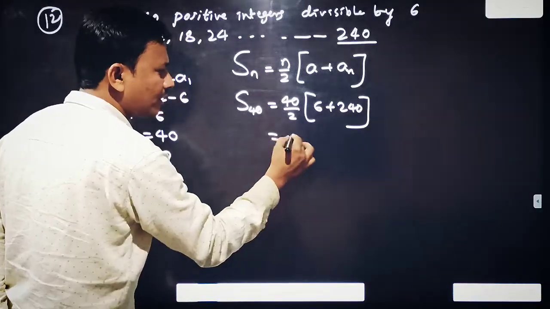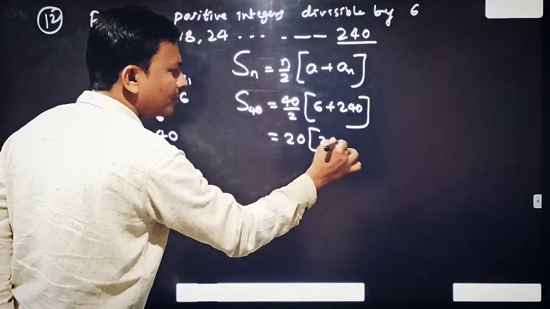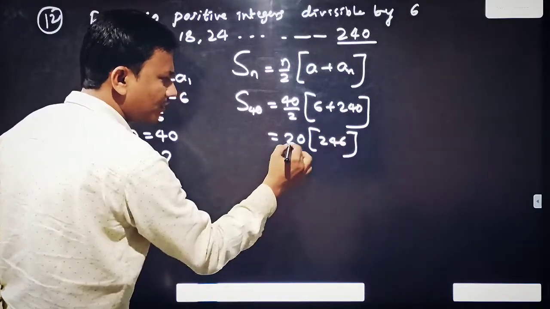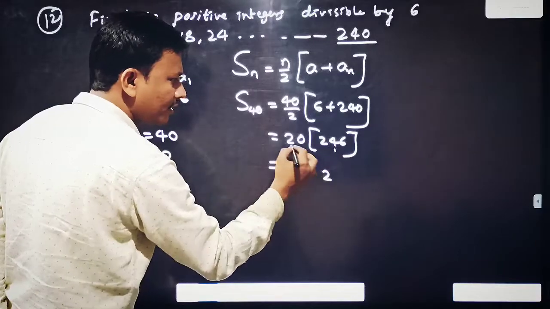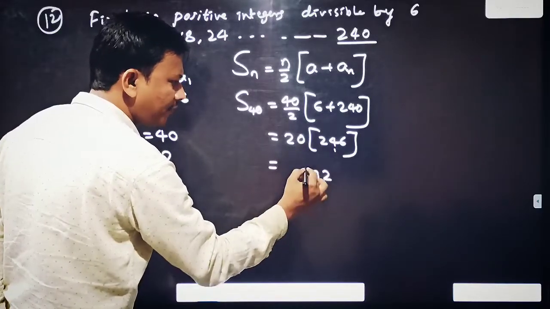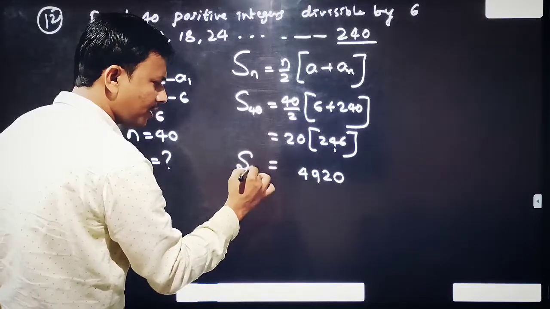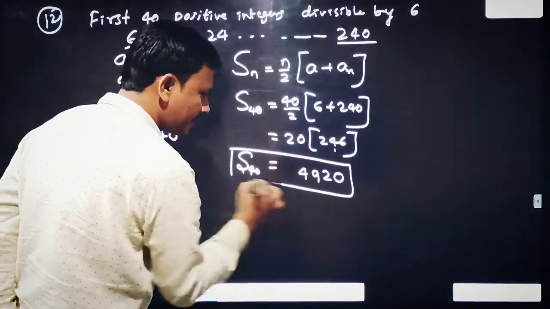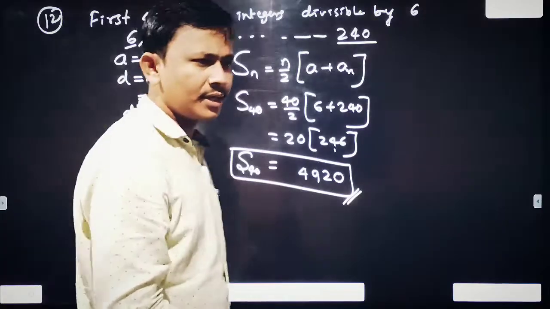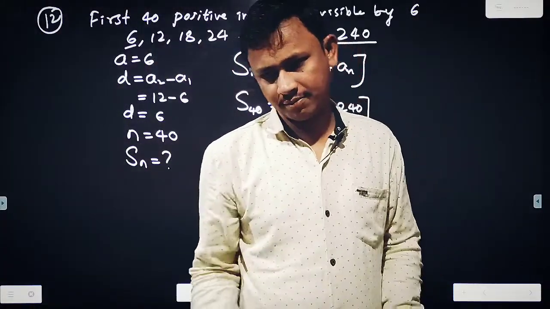This is equal to 20 in bracket 246. This is equal to 2 6s are 12, carry 1. 2 4s are 8 plus 1, 9. 2 2s are 4, 0 as it is, 4920. That is, the sum of first 40 integers which are divisible by 6 is 4920. That will be the answer.